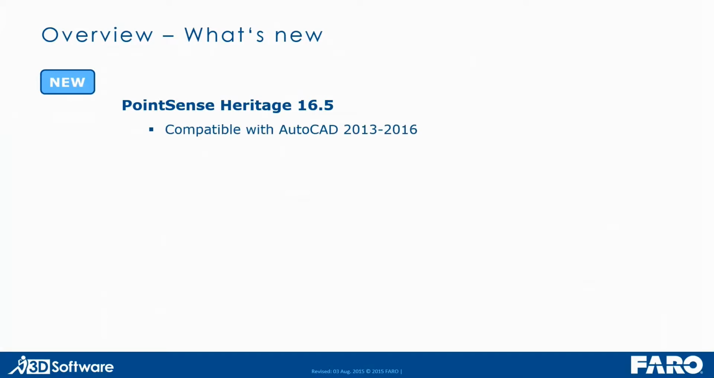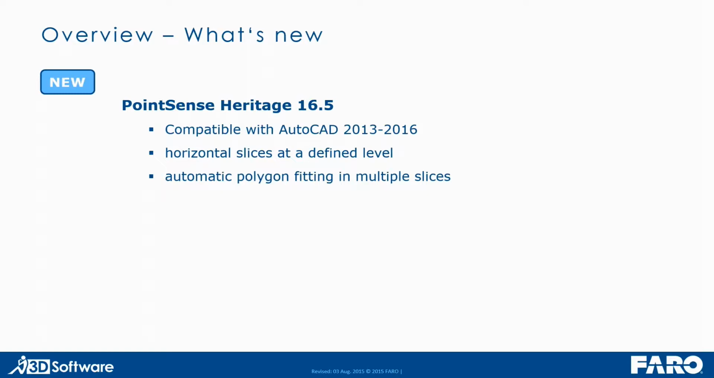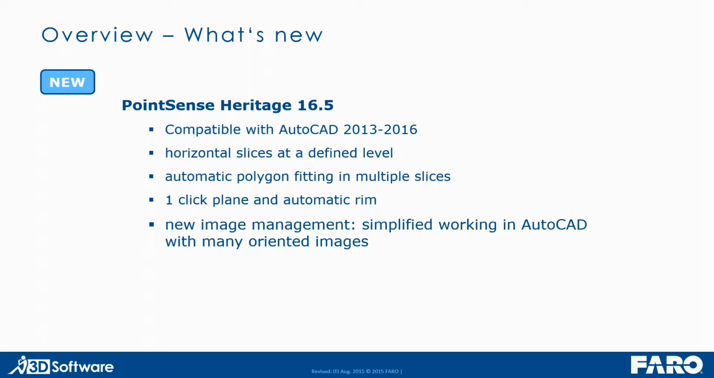PointSense Heritage 16.5 is compatible with AutoCAD 2013 to 2016. It allows you to define horizontal slices at a defined level, as mentioned before. And I also already demonstrated the automatic polygon fitting tool to you. What I did not demonstrate yet is the one-click plane and the automatic rim tool for planar surfaces, but I will demonstrate them in a minute.